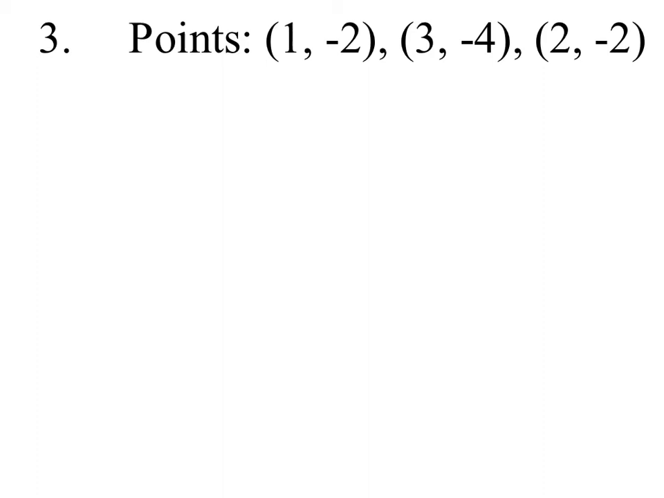Okay, number 3. On number 3, they give you 3 points on the graph. The points are (1, -2), (3, -4), and (2, -2). Now, because I don't know if any of these are my vertex or even what my vertex is, there's actually 2 different ways that we could solve this problem. One, we could use matrices to solve it, and so I'm going to show you how to do that. The other way that we could do it is to use quadratic regression.